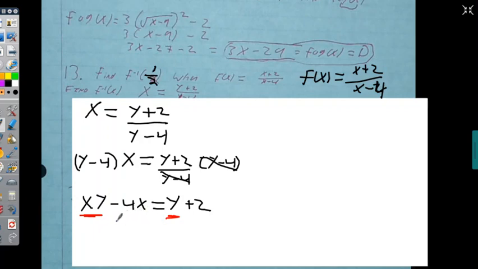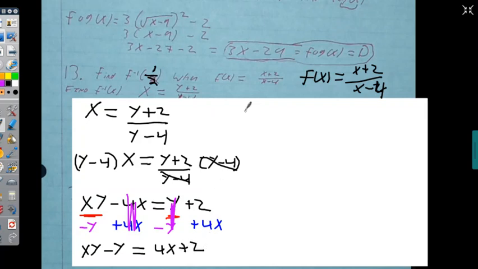We're going to add 4x to each side. And if we add 4x to each side, that means we also have to subtract y from each side. The negative 4x's cancel out. So the y's cancel out. And you have xy minus y equals 4x plus 2. Okay? So let's set up the equation at the top. Give us a little bit more space. xy minus y equals 4x plus 2.